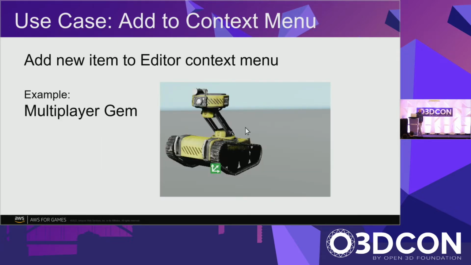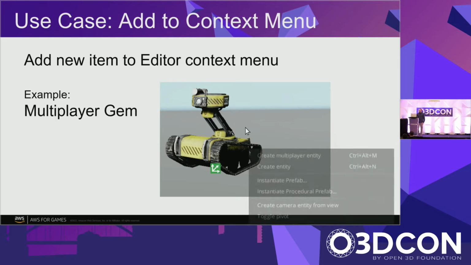I will go over a few use cases that have been brought up in the past few months by different teams across AWS when working with your 3D editor. So the first use case would be adding a new item to a context menu. In the main viewport for the 3D editor, you will know that by right-clicking, you will trigger a menu.